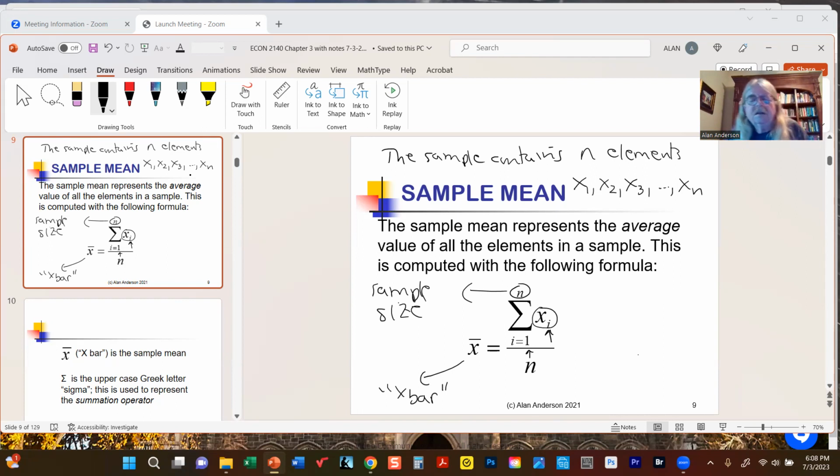Now, another important part of this formula is right here. We're going to see a lot of this in statistics. So first things first, this symbol is actually a Greek letter. It's the uppercase version of sigma.